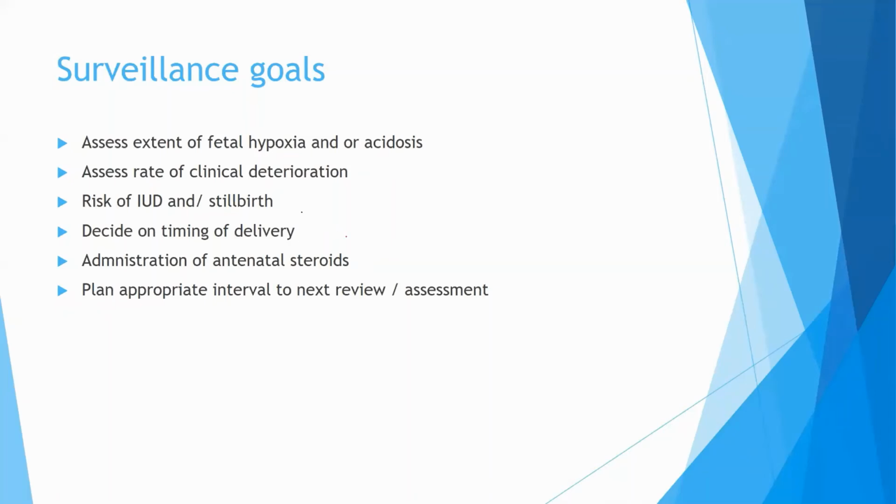If we think we need to deliver in the immediate future, either at that particular time we may administer antenatal steroids, or if we think we may need to deliver within the next 2 weeks, again, we may administer antenatal steroids. And then also want to make a plan for appropriate interval to the next review or for the next assessment. That is after we've gone through all these goals. If we think that we can still wait for some time, then we need to determine when the next interval should be. Should it be after 2 weeks? Should it be in a week's time? Should it be in 3 days' time?